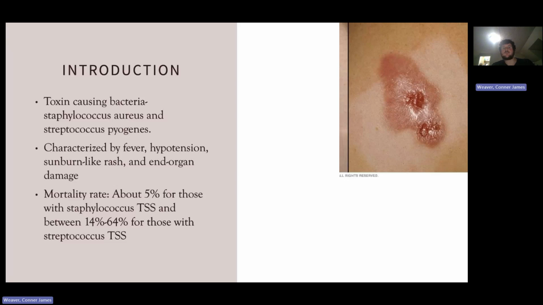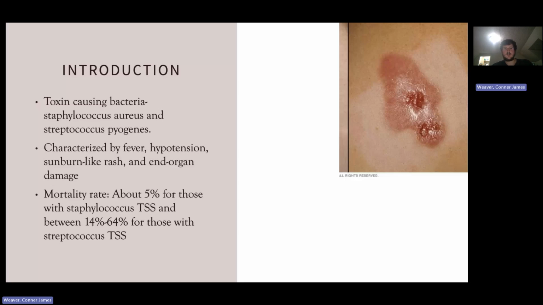Toxic shock syndrome is caused by toxin-producing bacteria such as Staphylococcus aureus and Streptococcus pyogenes. These bacteria produce superantigens, which lead to the actual cause of toxic shock syndrome. But I'll go more over that in the next slide.